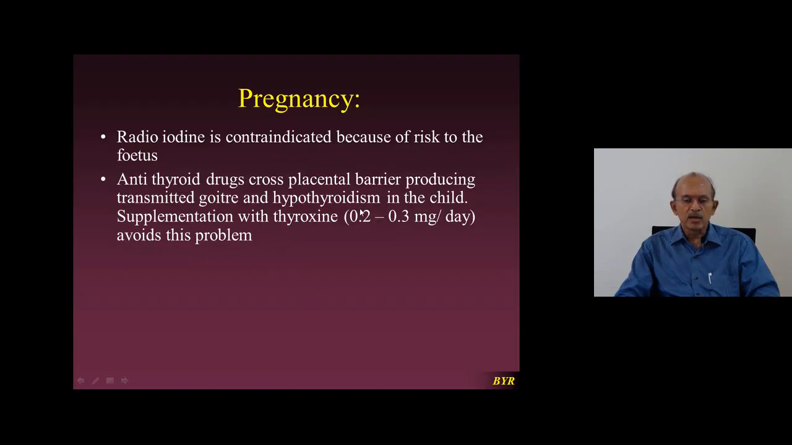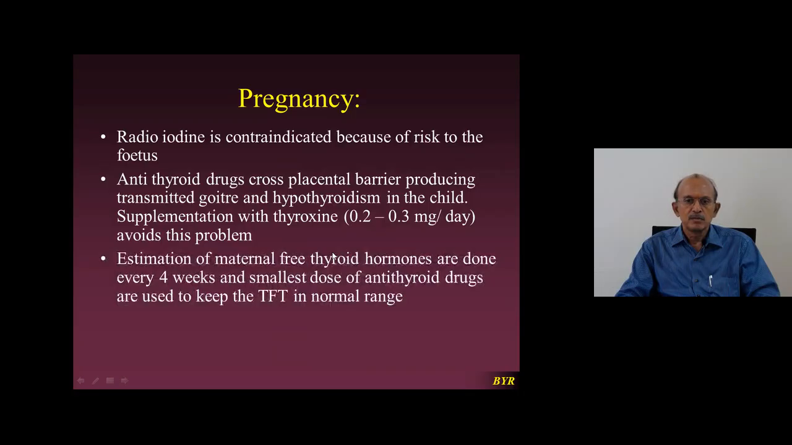So whether you have to give 100 micrograms or 200 micrograms or 300 micrograms, that all depends upon the thyroid hormone estimation in the blood. So every month during pregnancy, the patient should come to your clinic for thyroid hormone estimation. You titrate the dose, keeping the TSH, T4, T3 at normal levels. That means you have to adjust the dose as per the requirement. Estimation of maternal free thyroid hormones is done every 4 weeks, and the smallest dose of antithyroid drugs is used to keep the TFT in normal range.